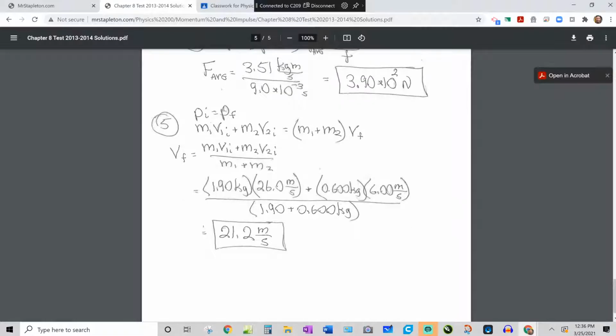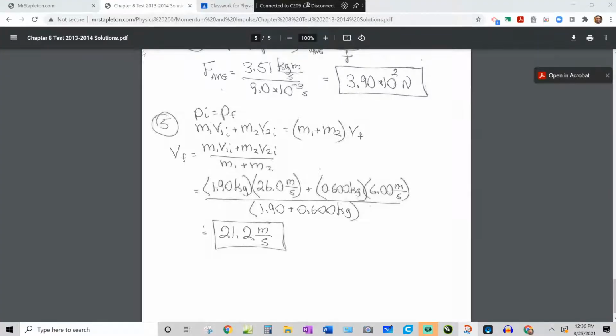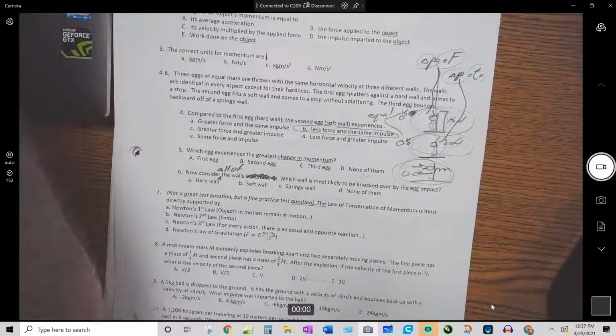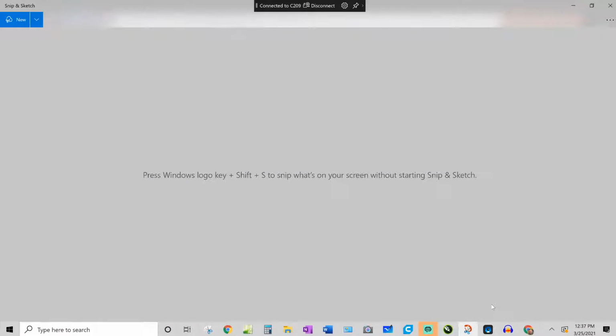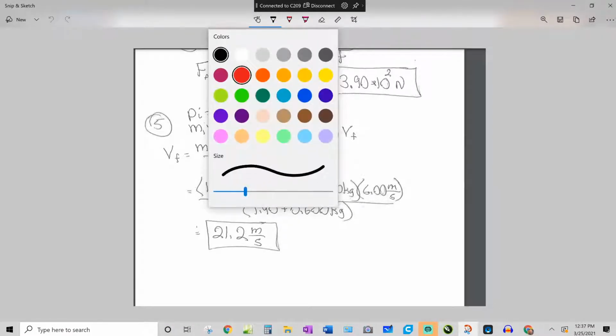And the simplest way to state the conservation of momentum, let me get my pen out. I could draw on this. Have to snip the screen though. All right, come on. Get this color.